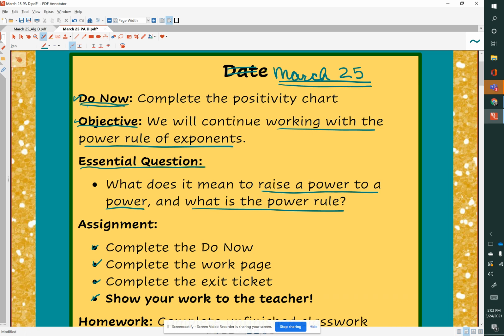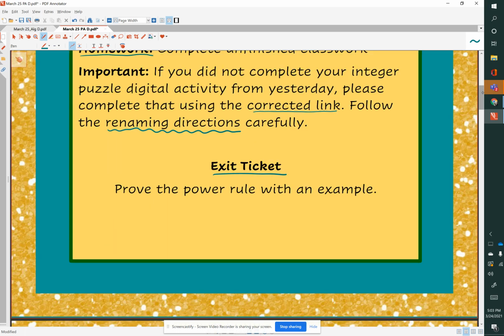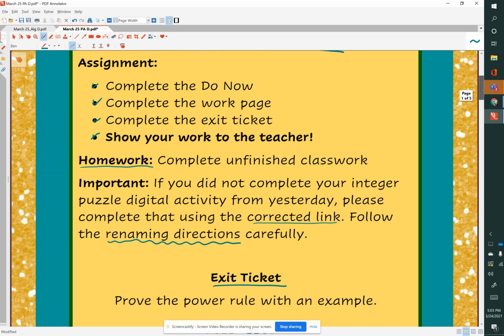For our Do Now, we will complete the positivity chart. Our objective will be to continue working with the power rule of exponents, and our essential question asks, what does it mean to raise a power to a power, and what is the power rule? We will complete our Do Now.